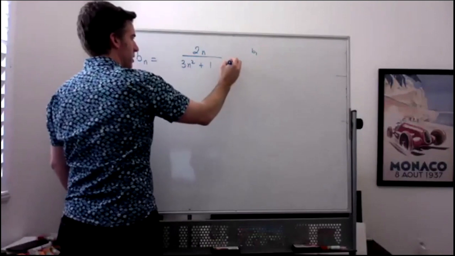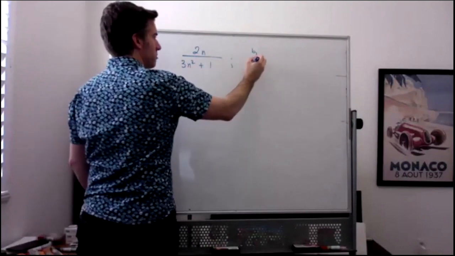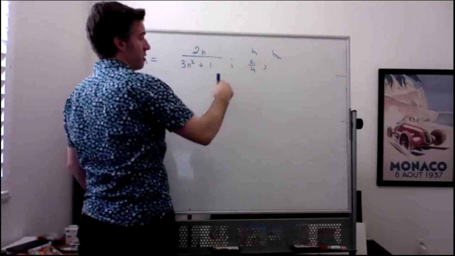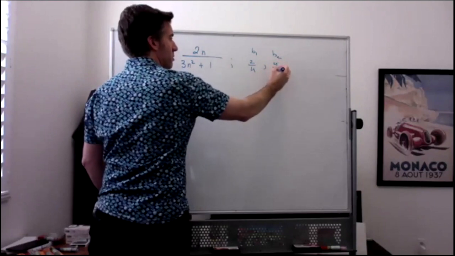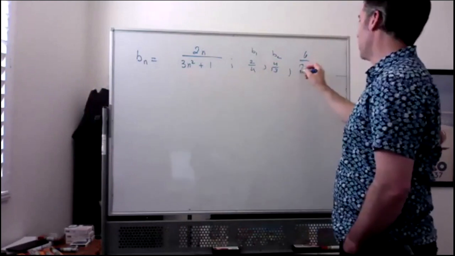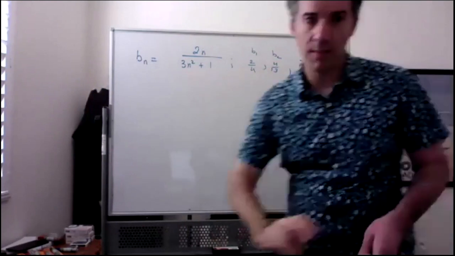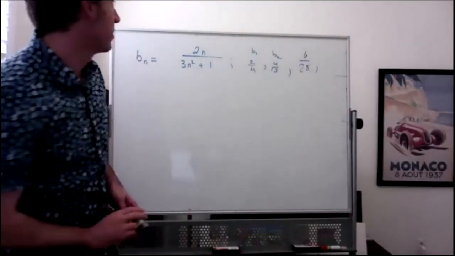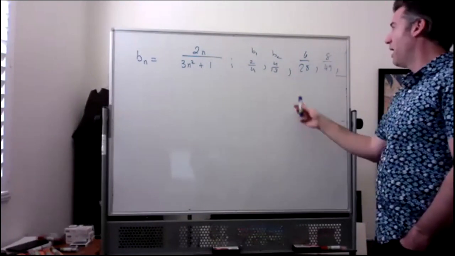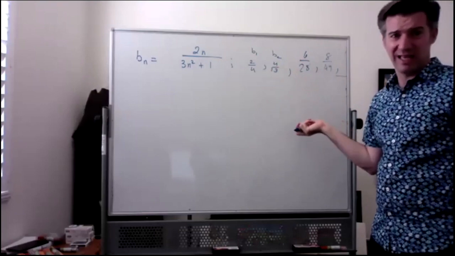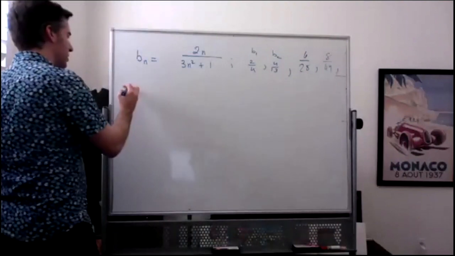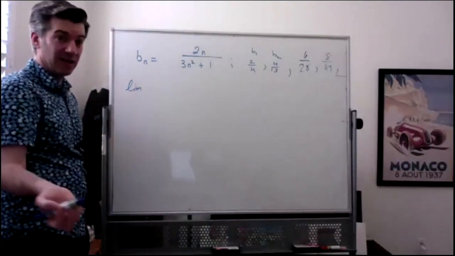b1 is 2 over 3 plus 1. b2 is 4 over 3 times 4, which is 12, plus 1, is 13. b3 is going to be 6 over 3 times 9, so 28. b4 is going to be 8 over 49, etc. Sometimes this is helpful, sometimes this really isn't that helpful, but sometimes we're asked to do it, so we need to be able to plug in the numbers. But then what I really want to know is, what, if anything, does this sequence converge to?